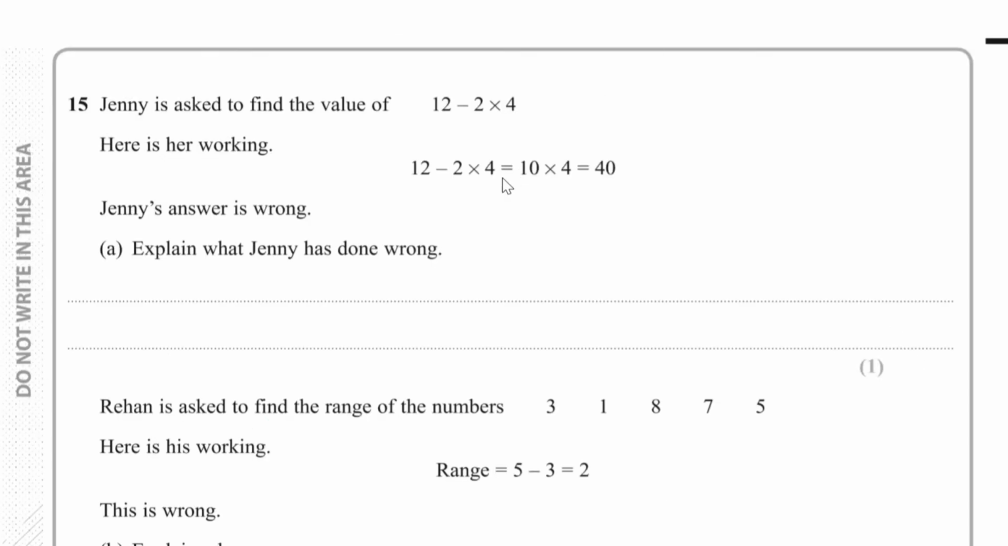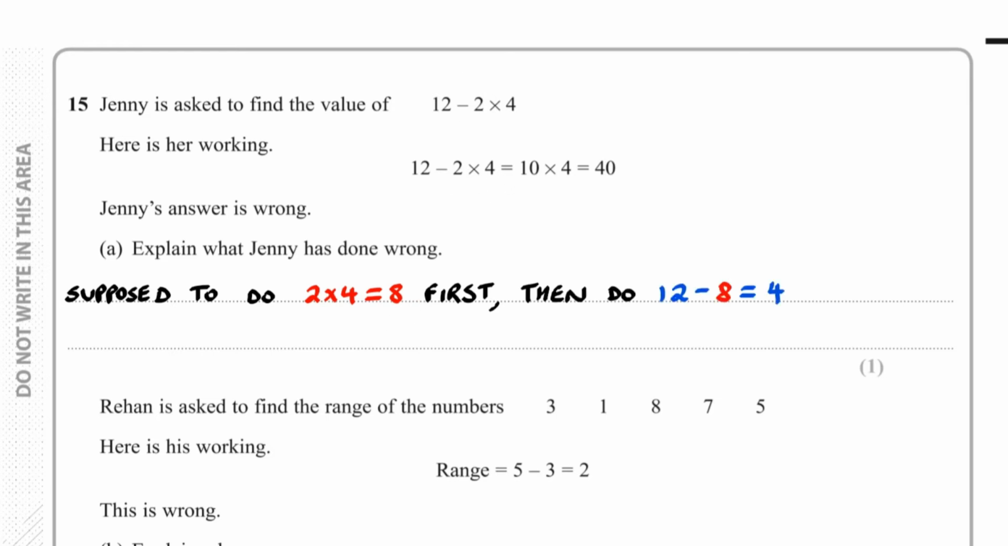Question number 15. Jenny is asked to find the value of 12 subtract 2 times 4. Here is her working. She did 12 take away 2 times 4 is 10 times 4, which is 40. So they did the 12 take away 2 first. And Jenny's answer is wrong. Explain what Jenny has done wrong. Well, we were supposed to do the 2 times 4 first, which is 8, and then do the 12 take away the 8, which is 4. So she used BIDMAS incorrectly.